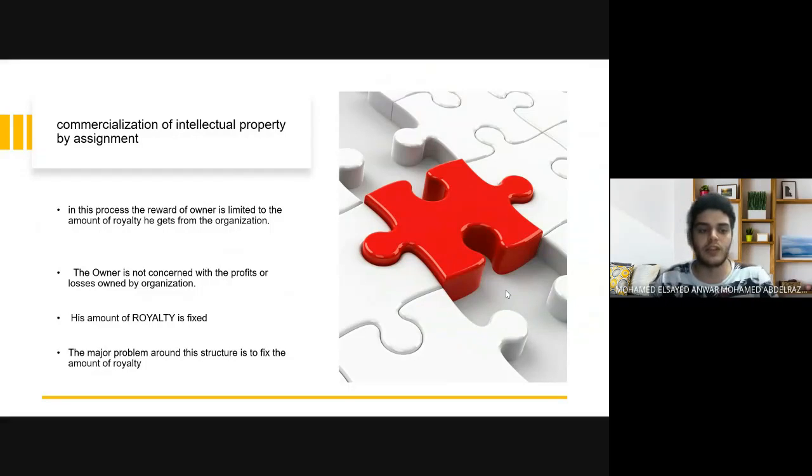In this process, the reward of the owner is limited to the amount of royalty he gets from the organization. The owner is not concerned about the profits or losses owned by the organization. His amount of royalty is fixed. The major problem around this structure is to fix the amount of royalty.